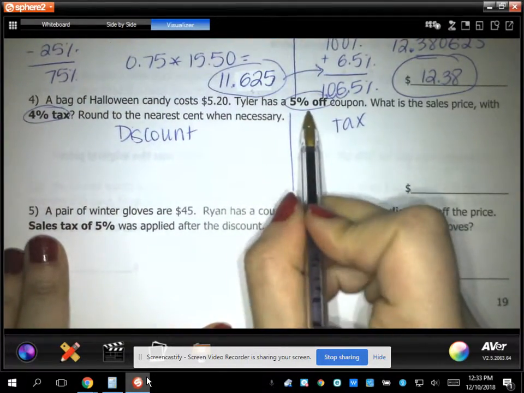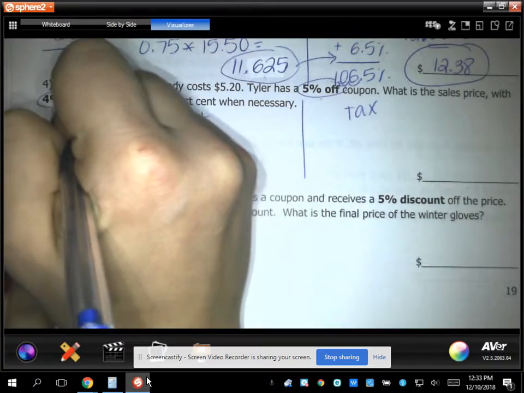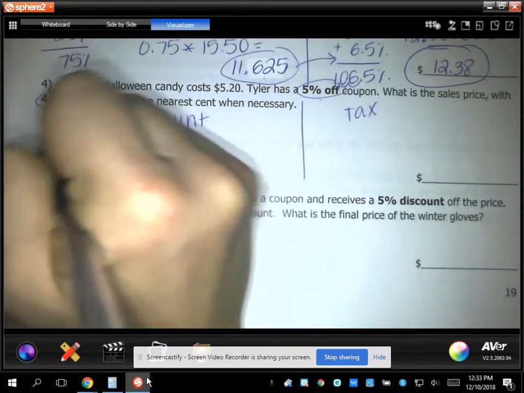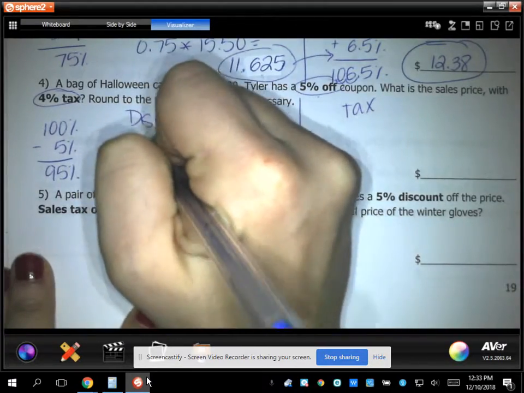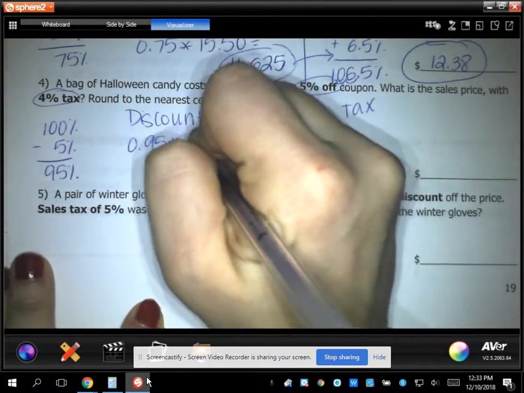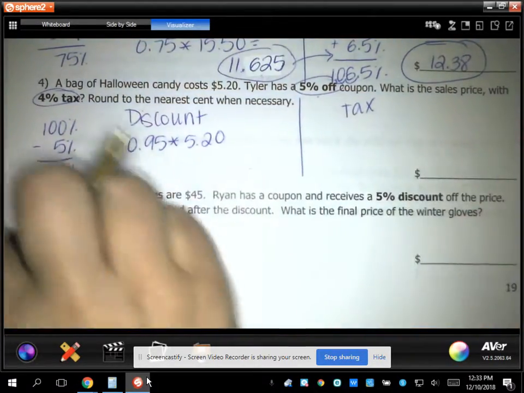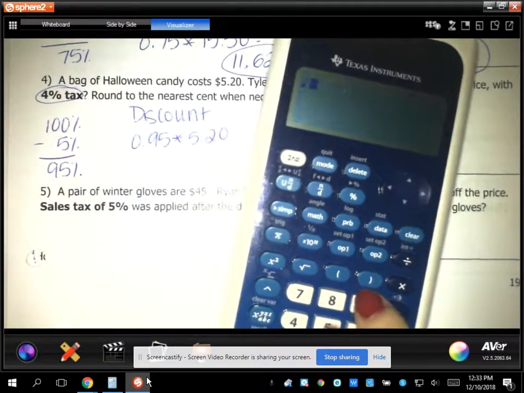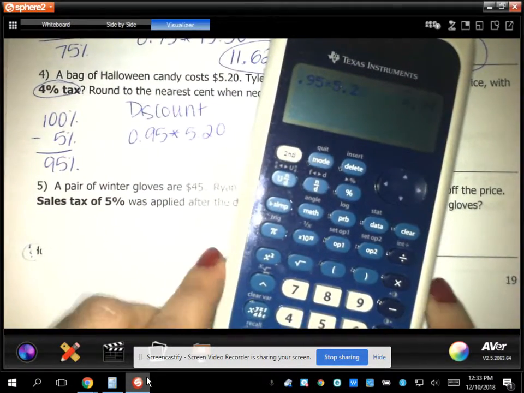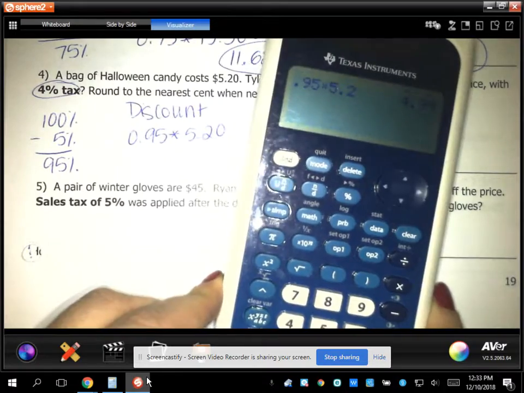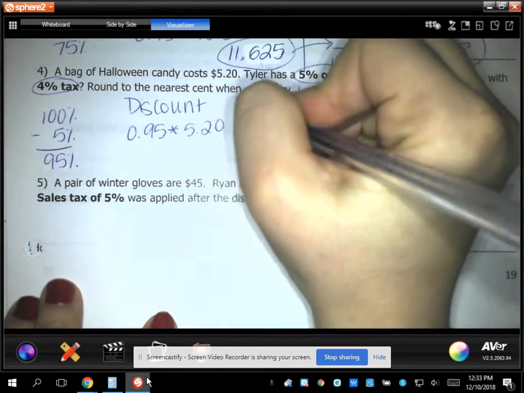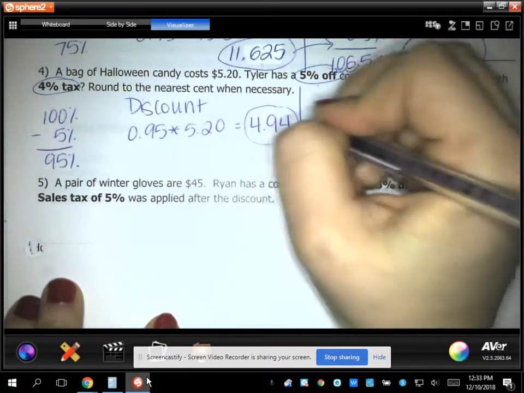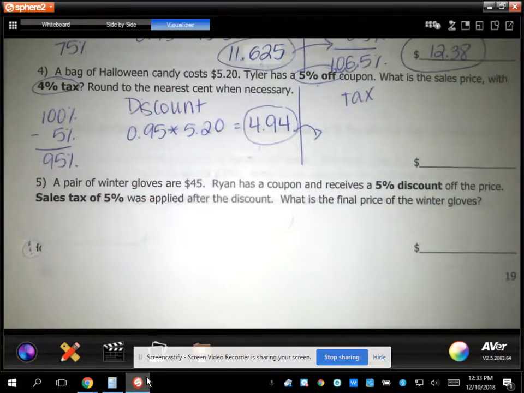So if it's 5% off, that means I'm going to start with 100%, but it's 5% off. So I only have to pay 95%. So I'm going to do 0.95 times $5.20, and I get $4.94. So that discount price is $4.94. Now let's bring that discount price over here and let's calculate tax.